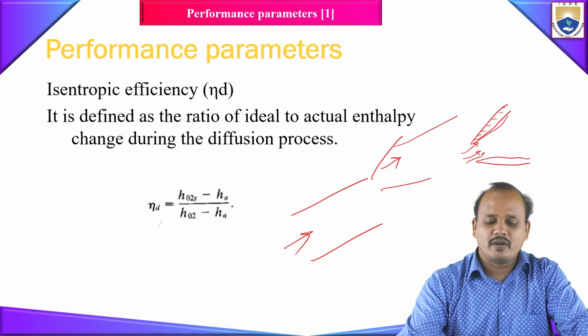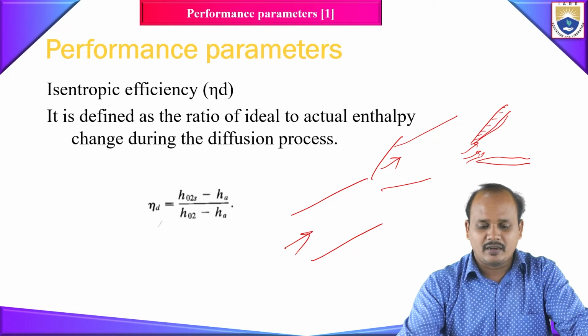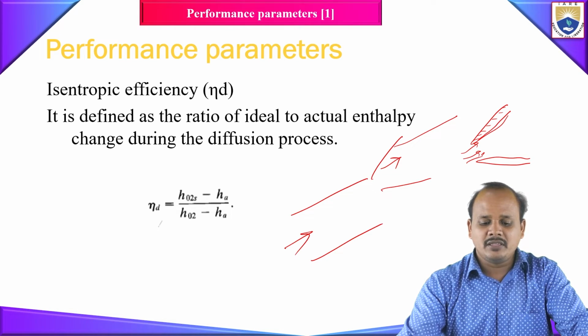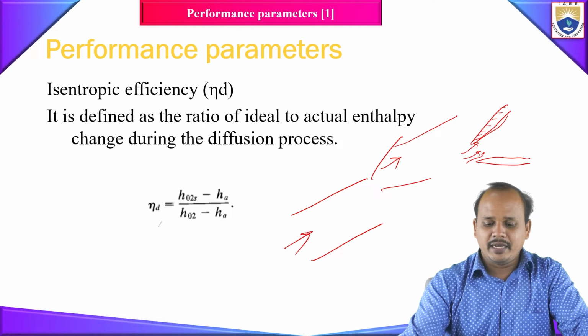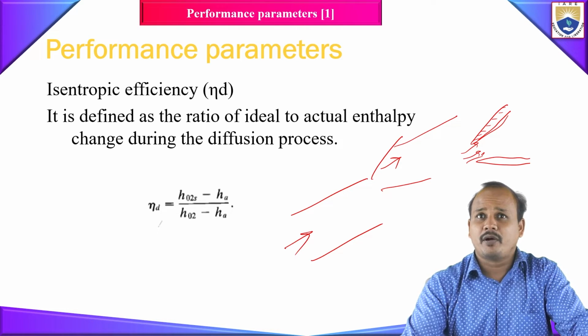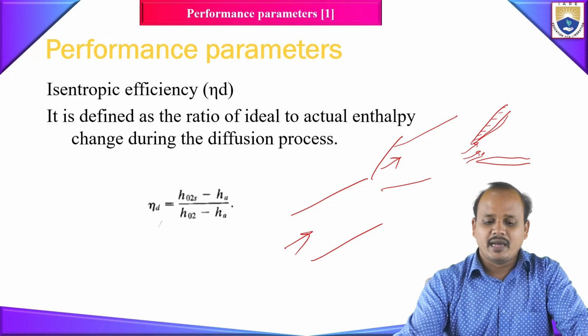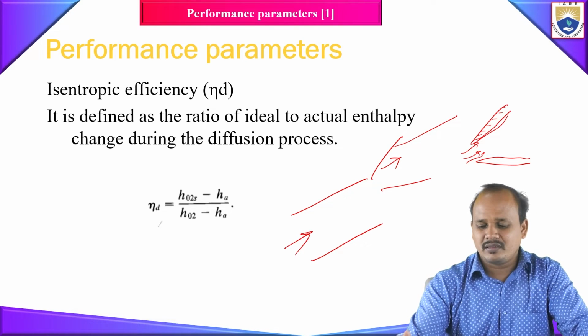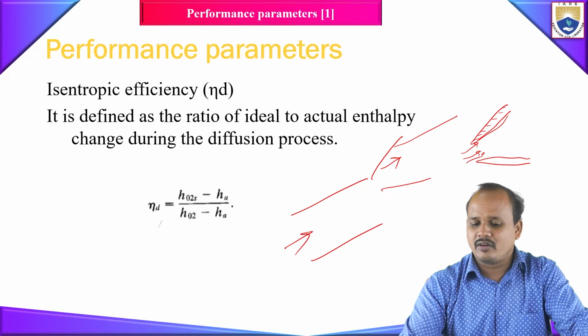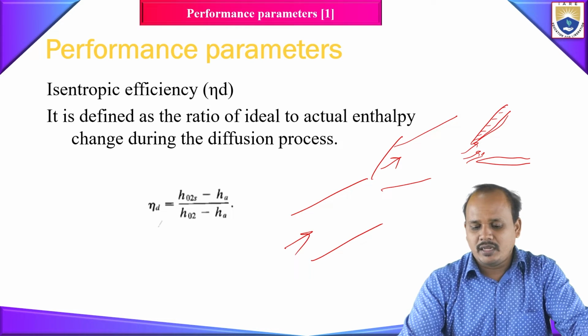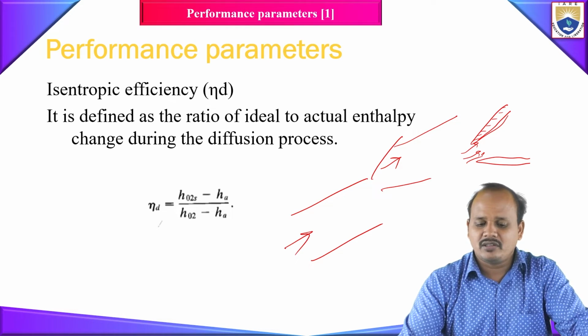The difference, what we call the change in enthalpy. So this change in enthalpy during the ideal process or isentropic process, divided by the change in enthalpy during your actual process. Actual process in the sense that, since there is a solid body present in your flow, there is going to be friction. If there is friction, there is going to be a loss. The process won't be an isentropic process, right?